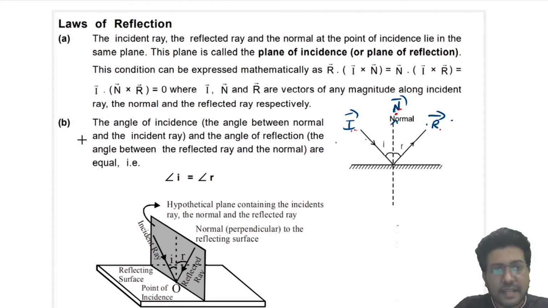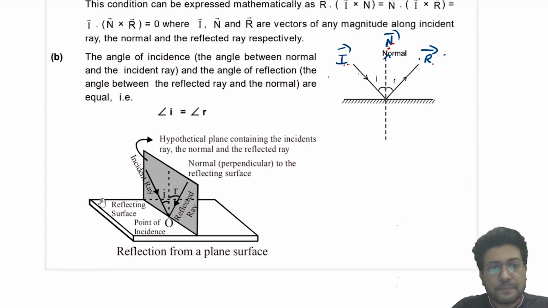Then the next point is very important here. The angle of incidence has to be equal to the angle of reflection. The angle of incidence is measured from the normal. Similarly, the angle of reflection has to be measured from the normal.